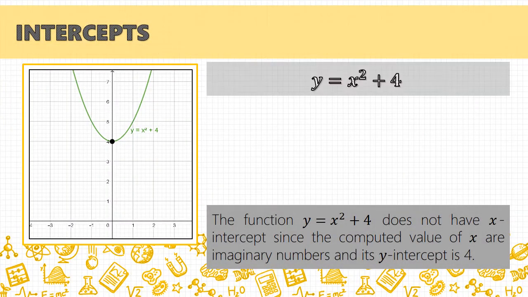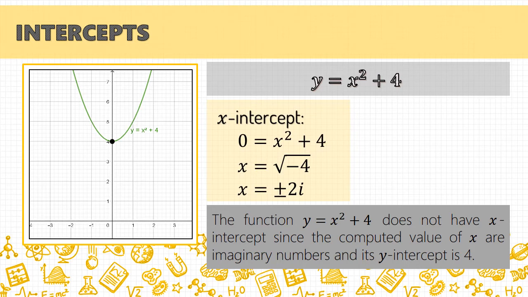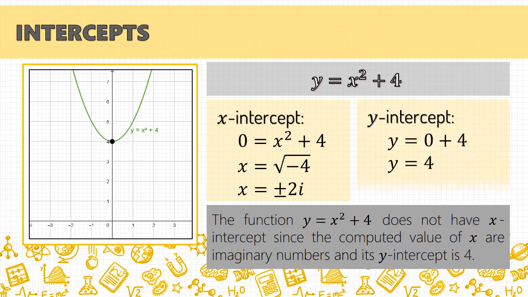Next, we have y = x² + 4. Solving for the x-intercept, we have x² + 4 = 0, and x is equal to the square root of negative 4. The square root of a negative number is imaginary. That's why x is equal to ±2i. Solving for its y-intercept, we have y equals 0² + 4, which is y equals 0 + 4, meaning to say y is equal to 4.